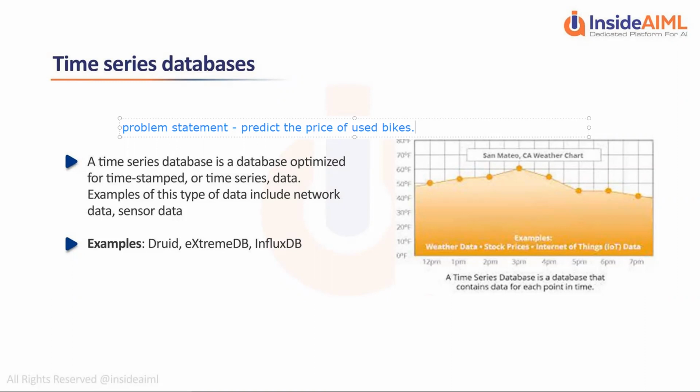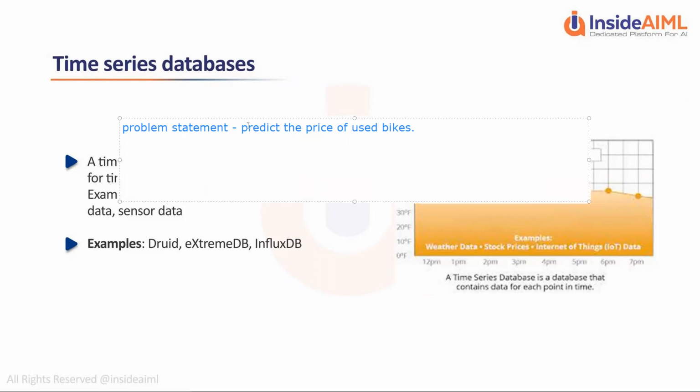Okay. Now, in order to solve this problem, what do I need? What all information about the bike will you need? Say you are going to buy a not new, a used bike. So what all features are you going to look for? What all data are you going to look for?